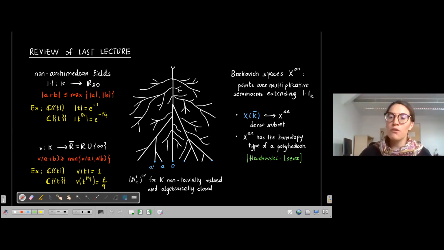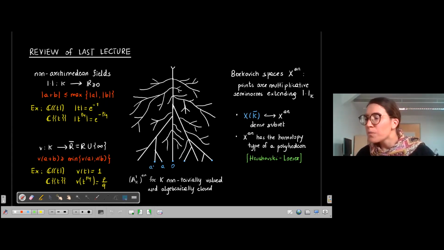And then a second fact that I mentioned towards the end is that the Berkovich space has the homotopy type of a polyhedron. And today, towards the end of the lecture, we will try to see how we can, in some cases, construct this polyhedron explicitly. But now, let's start with the first goal of today.